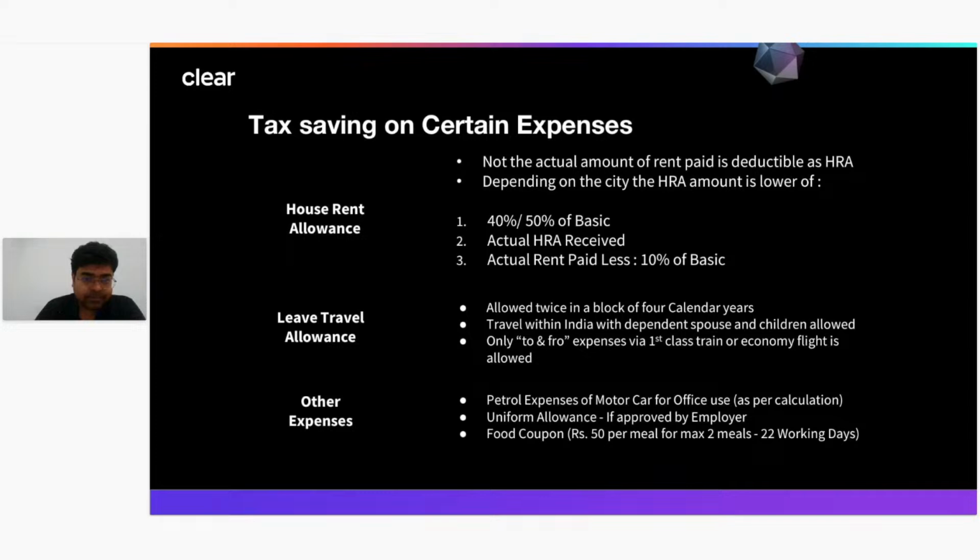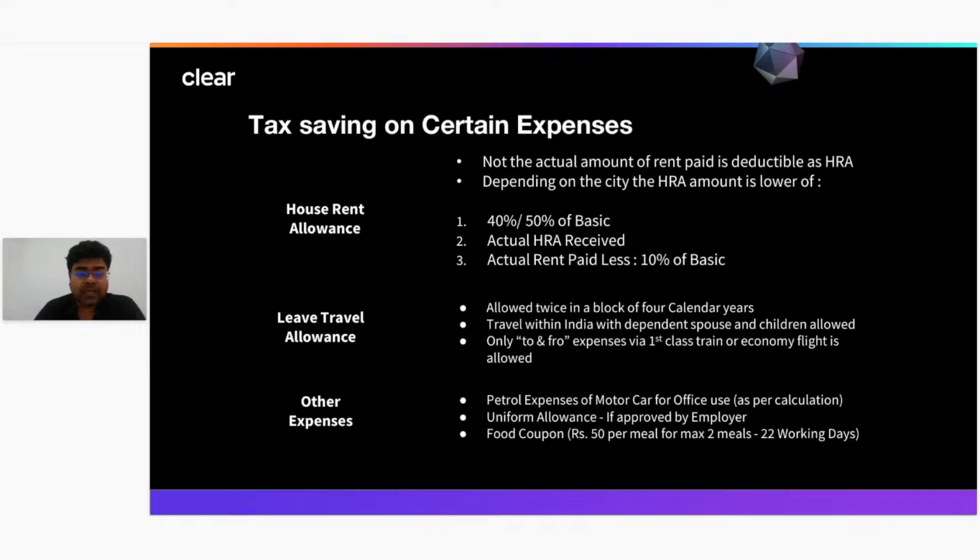If we take a certain amount of time to understand and allocate, it can save a good amount of taxes as well. For example, food coupon. As per the Income Tax Act, if the employer is giving an option to get food, they can do so. But the maximum amount that can be allowed is 50 rupees per meal, and a maximum of 2 meals in a day is allowed. Therefore, what they do is they give you a certain amount in a wallet or any specific card.